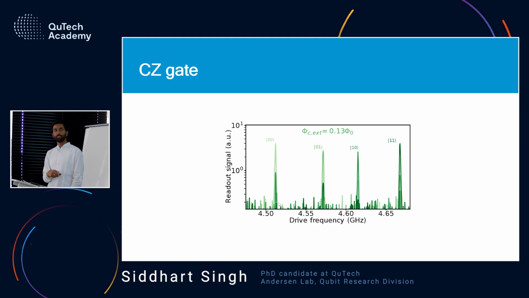seeing the spectroscopy of the coupler. Here on the y-axis, we have the readout signal to see the state of the qubits. And on the x-axis, we have the drive frequency. So we are driving the coupler at a particular frequency, and we are trying to see where the coupler is. So this readout signal is for the coupler. We see 4 peaks corresponding to 0 0, 0 1, 1 0, and 1 1. These are the 4 possible states of the 2 fluxoniums. And we only want to drive this particular transition, and we don't want to drive these 3 transitions.